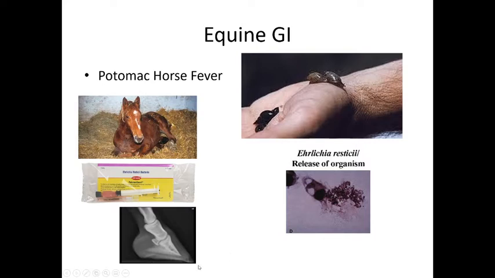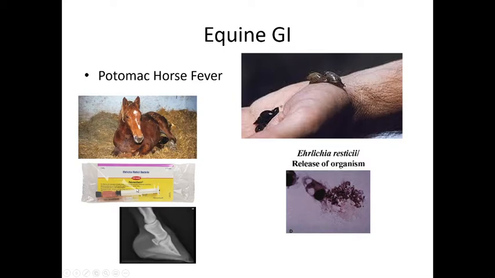Potomac horse fever. Potomac horse fever is a disease that is passed along by snails. Snails carry this Ehrlichia risticii, which is an organism. It's an Ehrlichia or a rickettsial organism that lives within the body of the snail. And what happens is the animal will graze around marshy areas or around water and inadvertently pick up the snail and eat the snail, and then the organism is released into their digestive tract and then into their bloodstream.